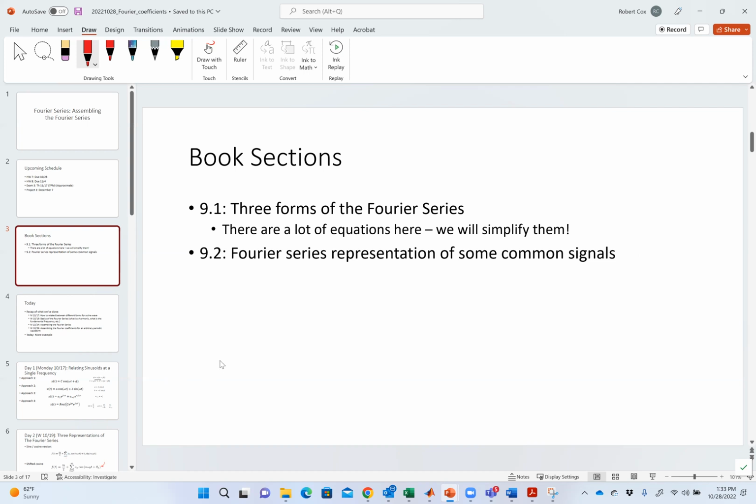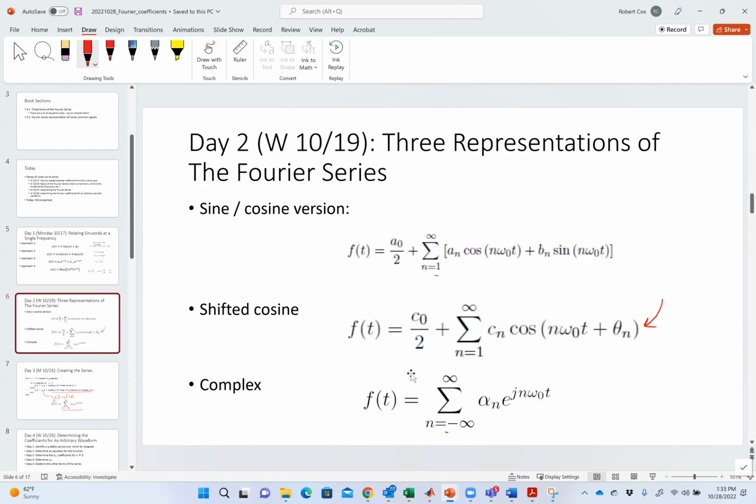I'm going to ask you this question. What does this mean? What do these 3 formulas mean?